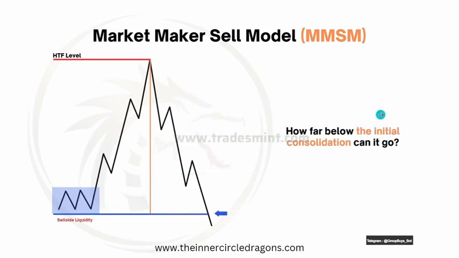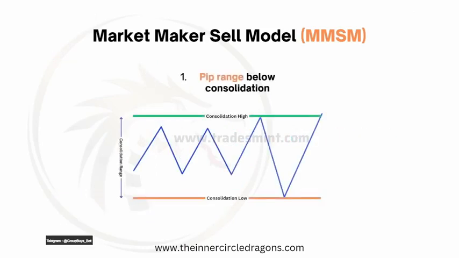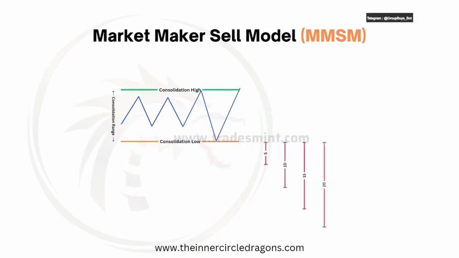So how far below the initial consolidation can price go? Well, the initial consolidation would be our first target, but we can use calibration techniques to assess how far low we can go. Now, calibration techniques are going to involve a number of things. Number one, we look for pip range below the initial consolidation. And what do I mean by that? Well, if we have our consolidation high and our consolidation low, we want to look for pip range below the initial consolidation in increments of 5, 10, 15, and 20 pips.